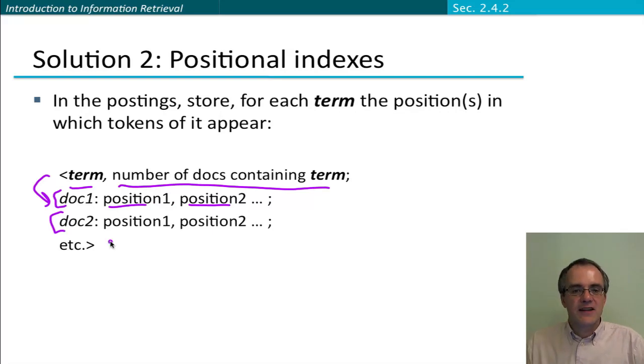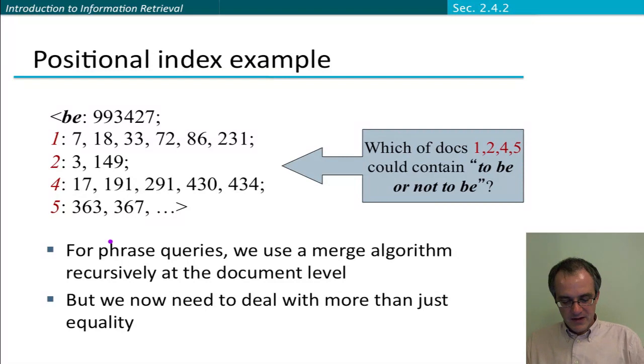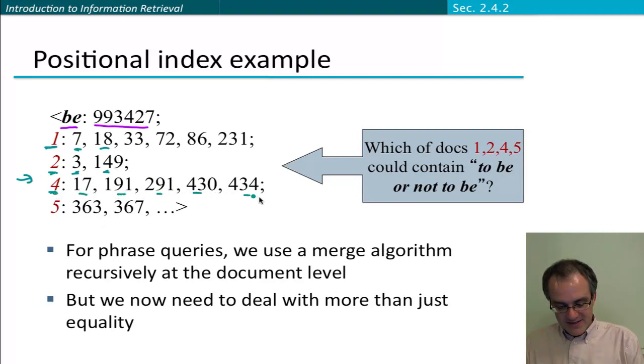Let's look at that concretely with an example. So here we have the word be, which occurs in almost 1 million documents, and then we have where. In document 1, it occurs at words 7, 18, 33, etc. Document 2, it occurs in these 2 word positions. It doesn't occur in document 3. Document 4, it occurs in a bunch of places, and so on.